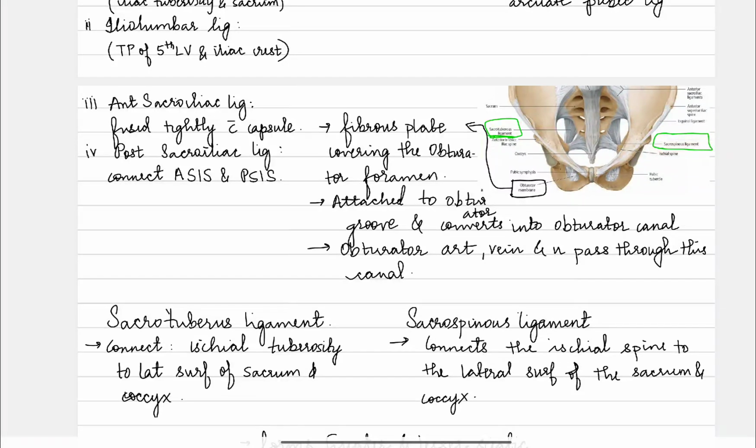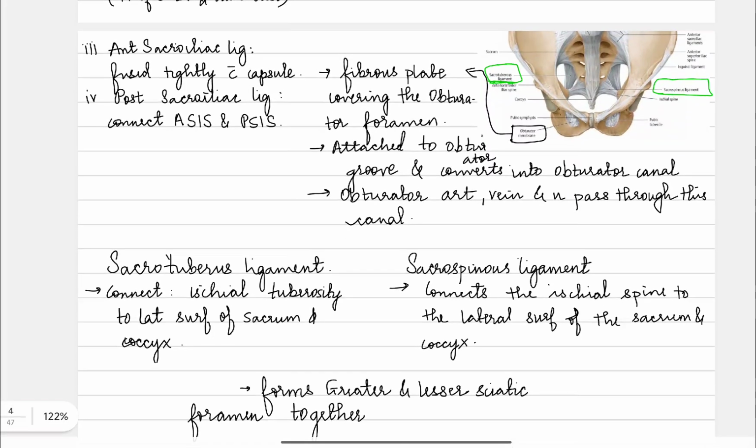Now we have studied this in lower limb, so review that video so you would understand in more detail about greater and lesser sciatic foramen. These two ligaments, sacrotuberous ligament and sacrospinous ligament, form greater and lesser sciatic foramen. Next is obturator membrane. Now this obturator membrane is a fibrous plate covering the obturator foramen attached to the obturator groove and converted into obturator canal. Obturator artery, vein and nerve pass through this canal.